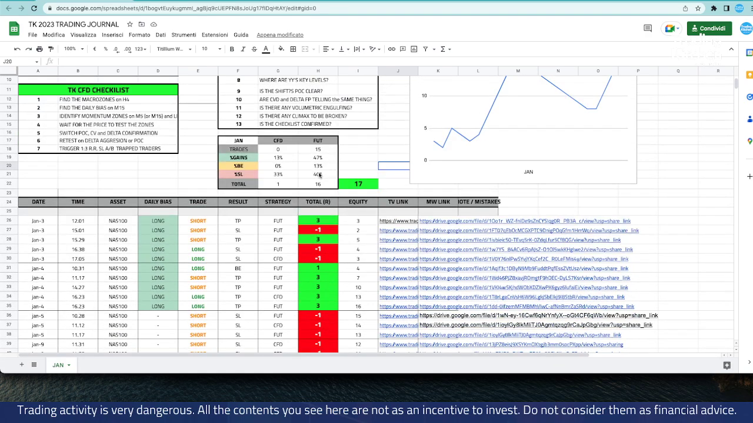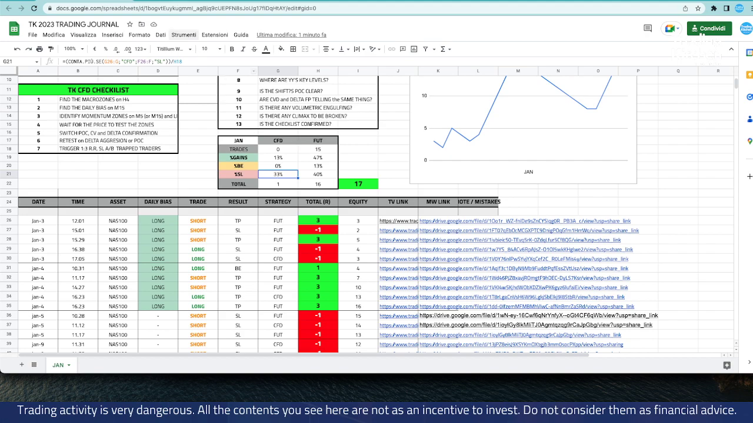As you can see, we have these two strategies, the CFD and the futures strategy. The CFD is the same strategy that I have shared in so many videos here on the channel, and as you can see, the futures strategy is going pretty well, and the CFD is not doing very well, to be honest.